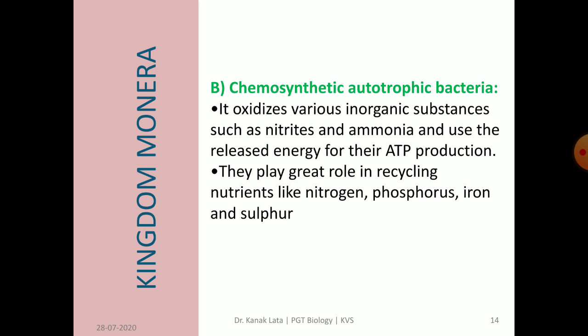Second one is chemosynthetic autotrophic bacteria. Chemosynthetic autotrophic bacteria are responsible for oxidation of various inorganic substances such as nitrates and ammonia, and use the released energy for their ATP production, that is adenosine triphosphate. These bacteria play an important role in recycling of nutrients like nitrogen, phosphorus, iron and sulfur. So that is why they are called chemosynthetic autotrophic bacteria.